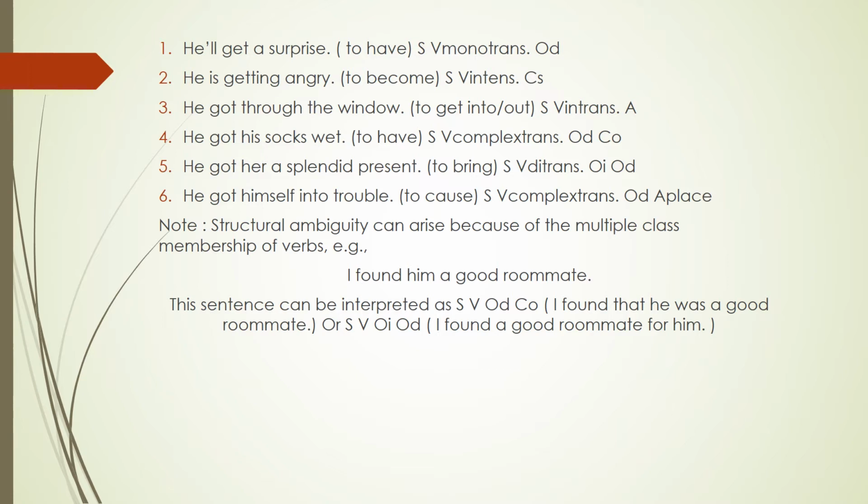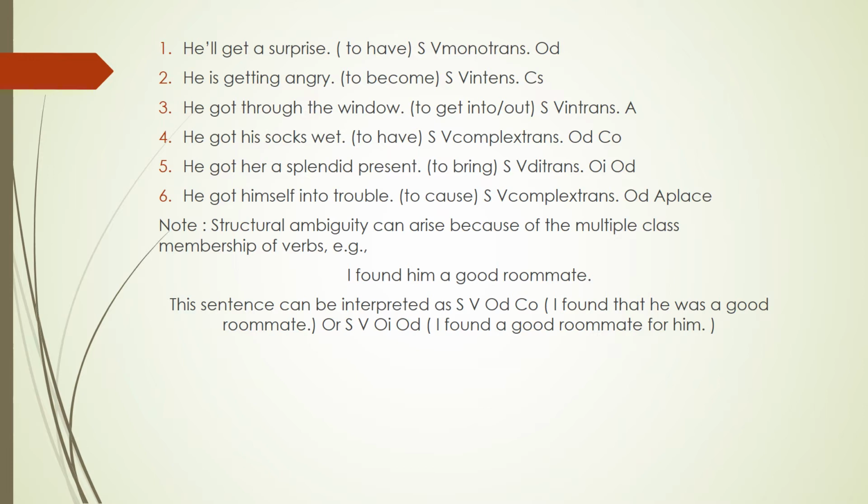Finally, we have the sentence he got himself into trouble. Get here has the meaning of to cause, and the pattern is pattern number four, because we have he as a subject, got is the complex transitive verb, himself the direct object, and into trouble an adverb of place. So you see here in these six different sentences we have used the same main verb, which is get. Every time we are having a new meaning, and with the new meaning we are having a new sentence pattern.